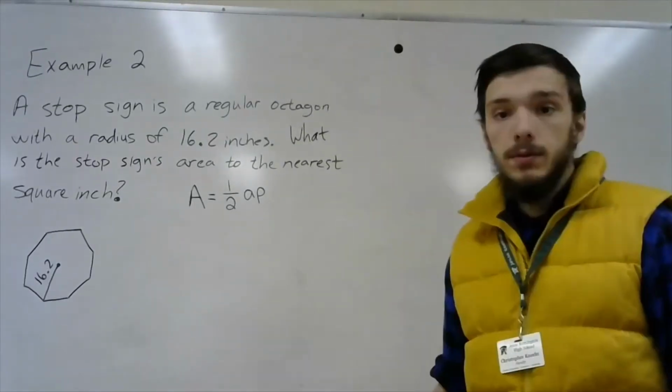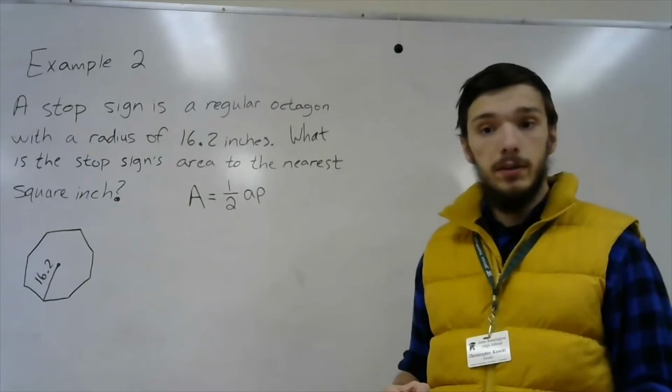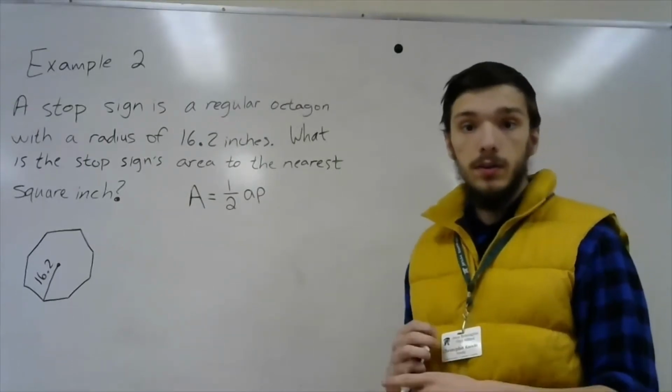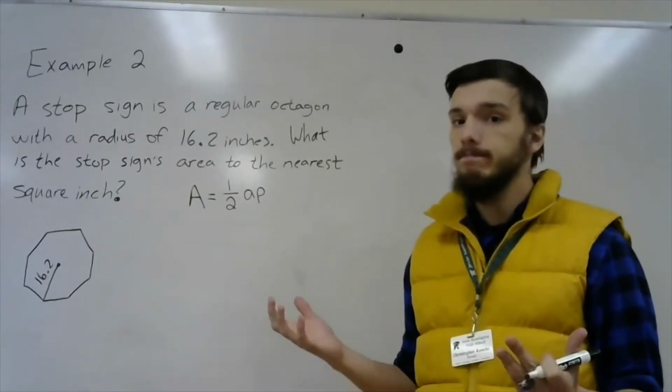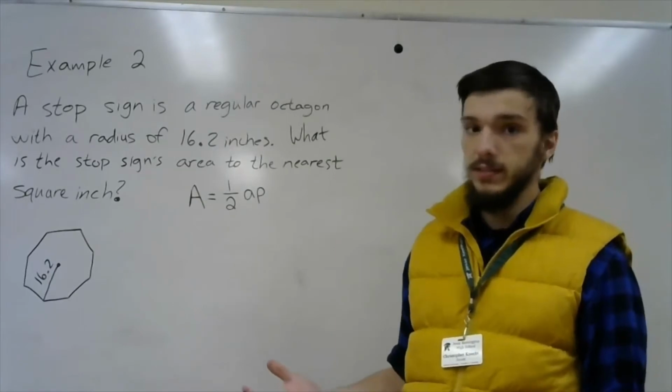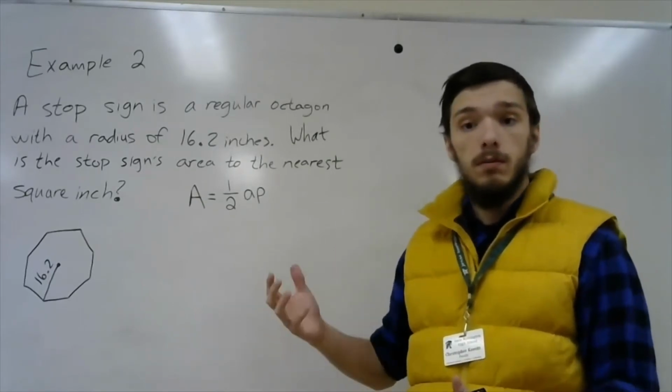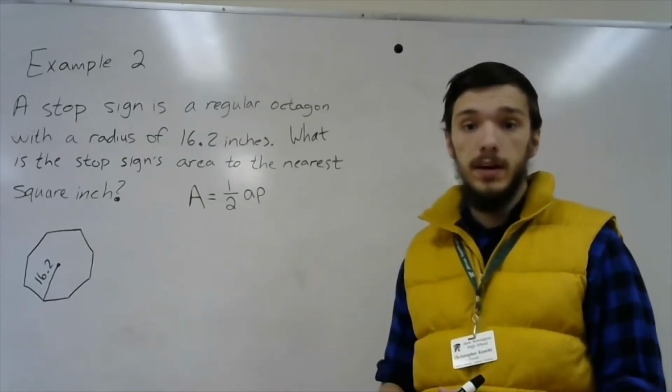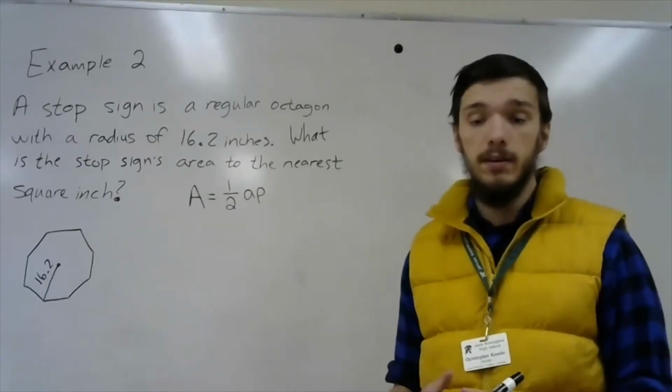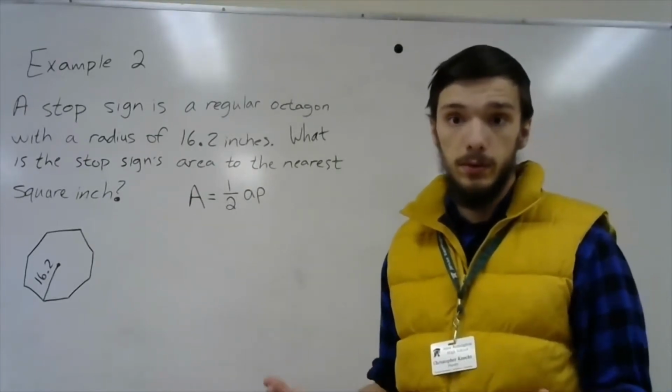So sometimes when we're given a regular polygon, all of the information that we have is the length of the radius. So let's talk through an example of how to solve such a problem, how to find the area of a regular polygon, only knowing the radius.